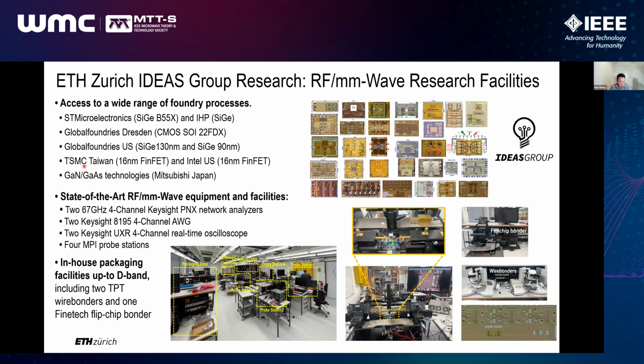In my group, we have, for example, two 67 gigahertz 4-channel PNA-X network analyzers, and 2 AWGs with 4 channels each, and each channel has 65 gigasamples per second. We have 2 Keysight UXR 4-channel real-time oscilloscopes with up to 70 gigahertz real-time sampling bandwidth, and 4 MPI probe stations working in parallel. We also have our own packaging facilities, all the way up to D-band.